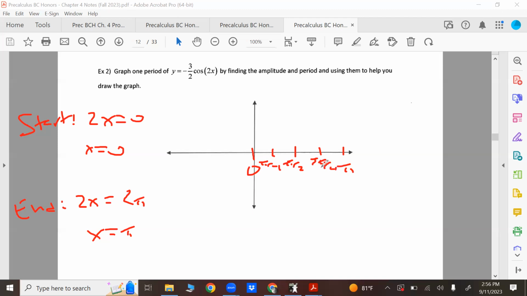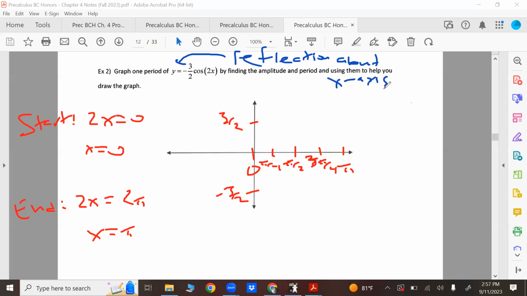I know it's really hard to read. We'll say this is 3 halves and negative 3 halves. You can label and space it however you like. And it is reflecting. Be careful, don't just say reflection, that's vague. Reflection about the x-axis. So is it starting high or low? Low, starting low. Then it's going to hit this, hit that, and that. There's a curve.